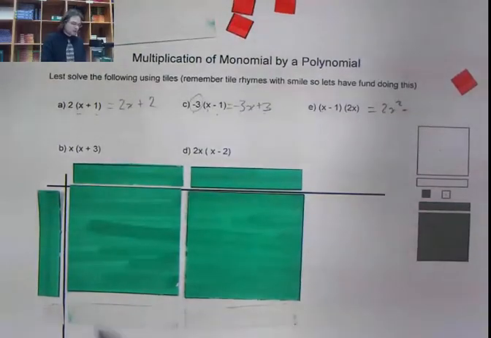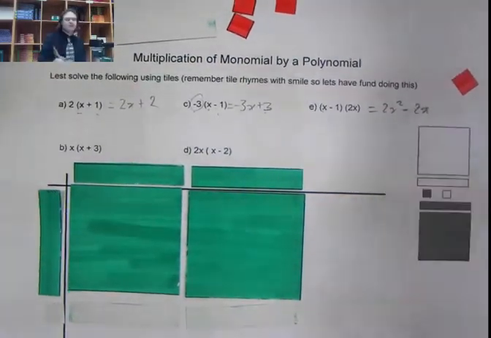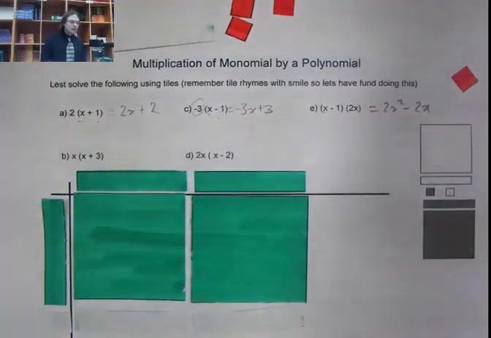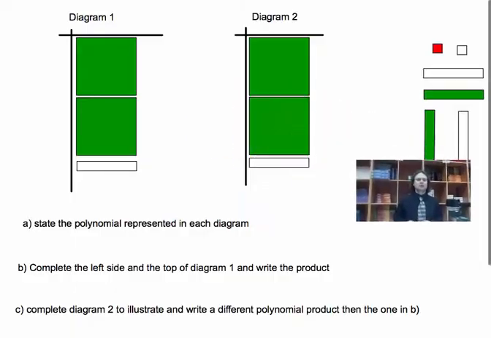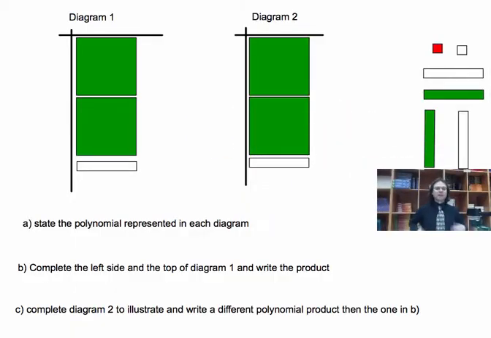and subtract, what do we have here? 2x. And that's it. The next two here I'm going to leave up to you to do. So here's my next question. I have two diagrams. First, it wants us to state the polynomial in each diagram.